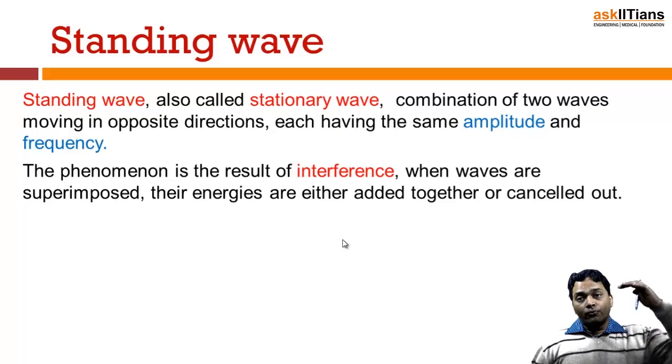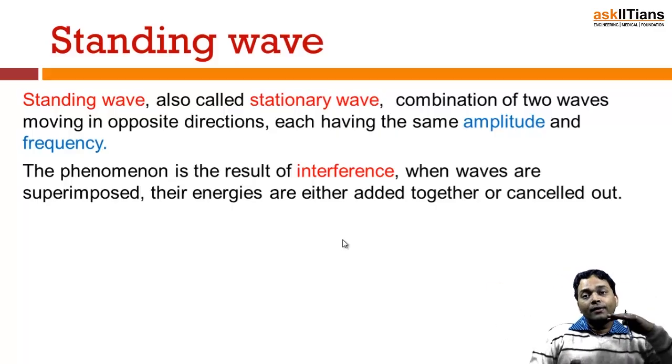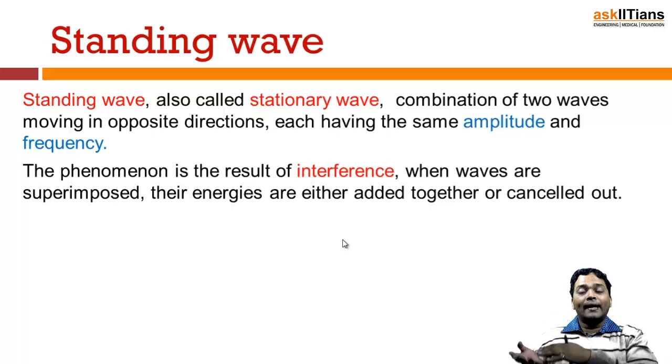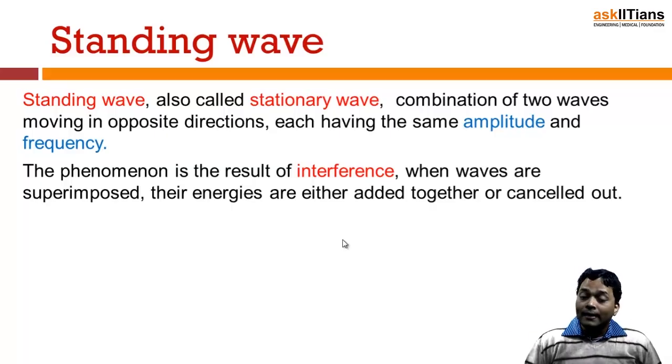So when they move, one moving from here, the other coming down like this. As a result, if you sum it up, every time the particle will be at the mean position. That is when we call it a standing wave. This phenomenon is the result of interference.